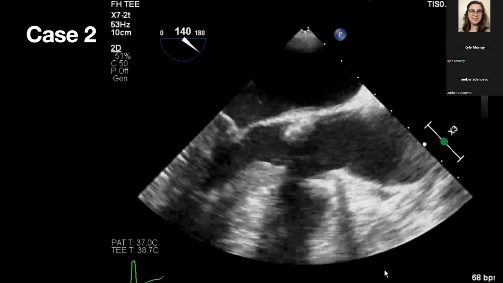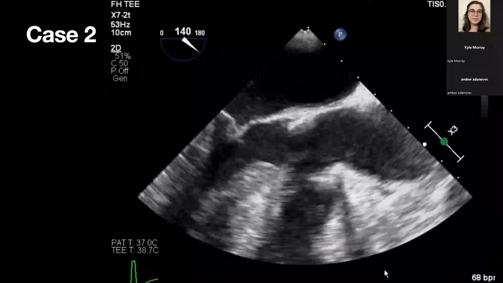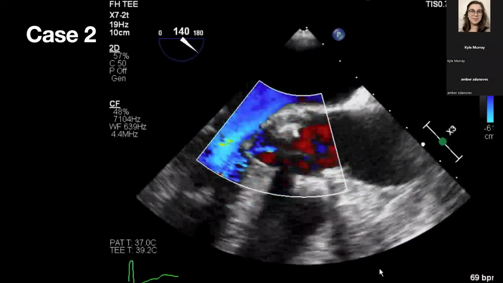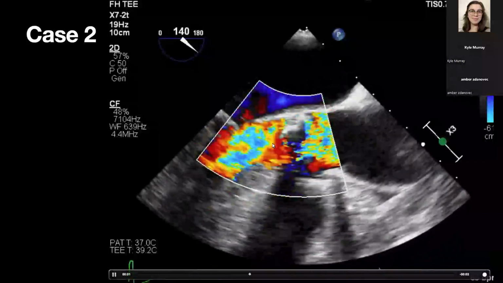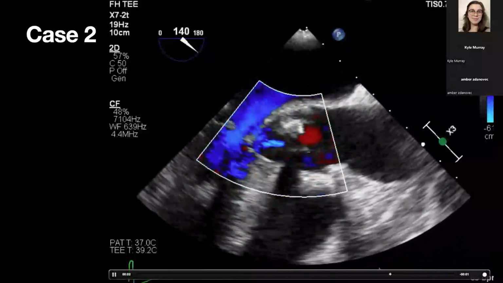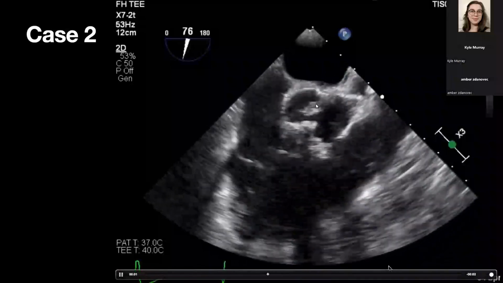All right, we're going to look at this one, then we'll go to AI. Again, you look at this and you're like, I don't even see a valve. There's a big old chunk of calcium. So you see that post turbulence here. You see a little aortic regurg right there. In short axis, I think this is maybe the opening here.